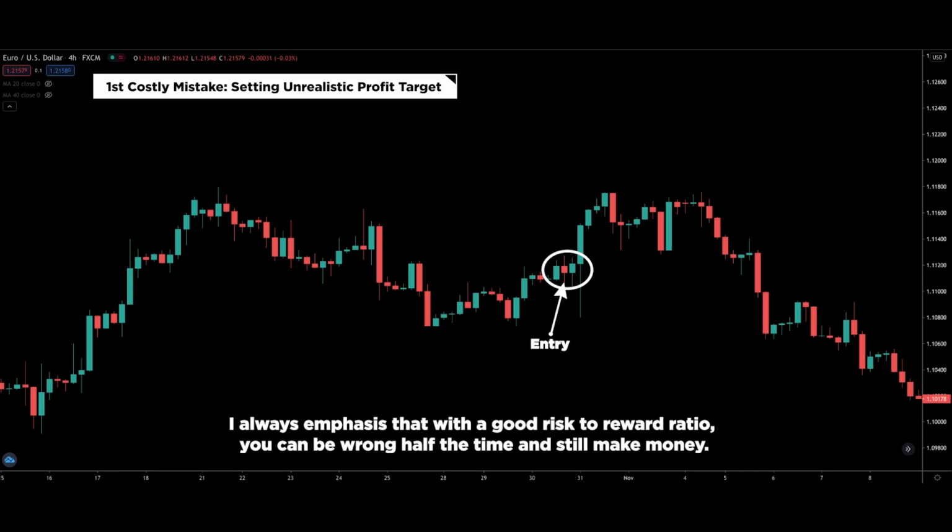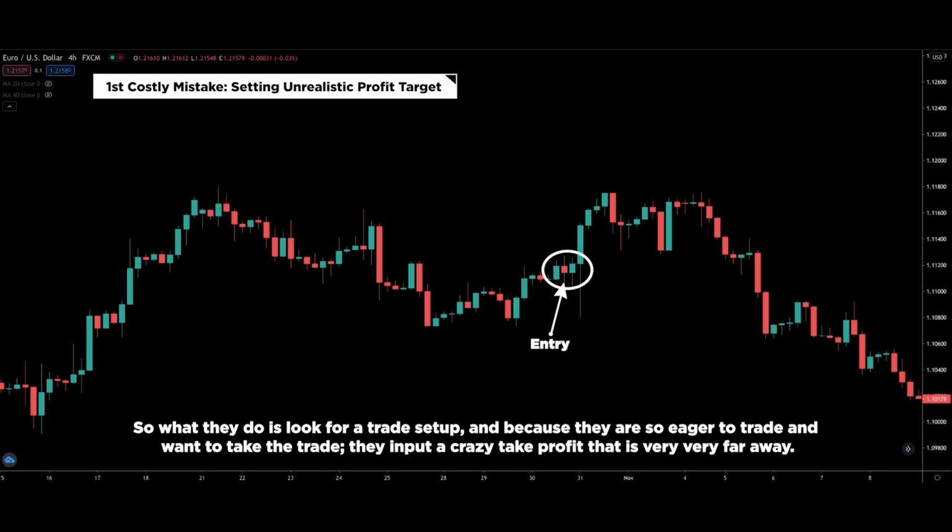But here's the part where many traders trip up. They take that advice and implement it wrongly. So what they do is look for a trade setup, and because they are so eager to trade and want to take a trade, they input a crazy take profit that is very far away. And this crazy take profit level is often a level that is random and not backed by any logical analysis.